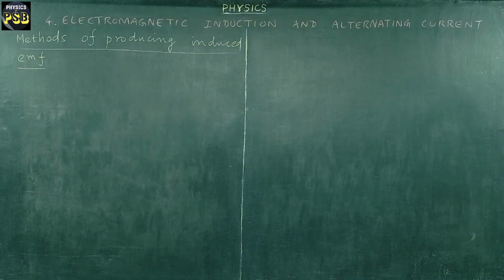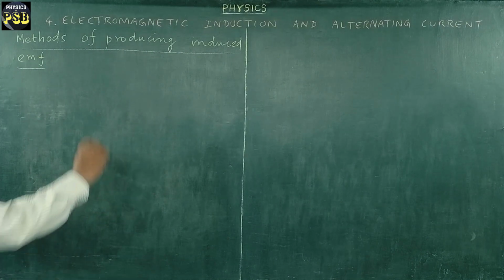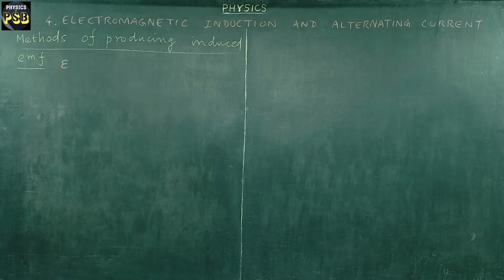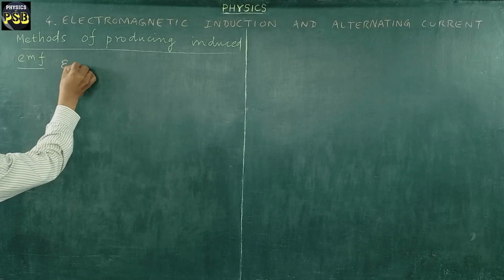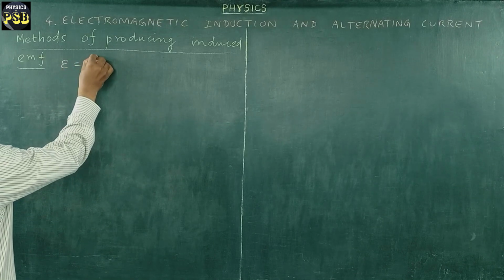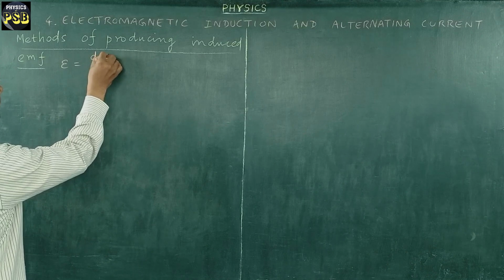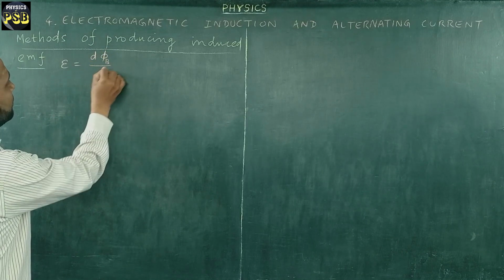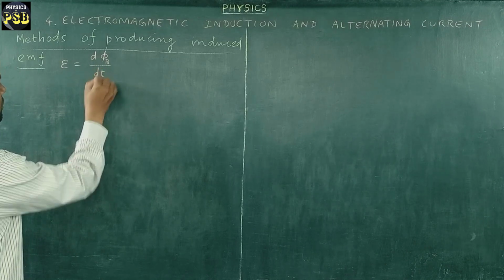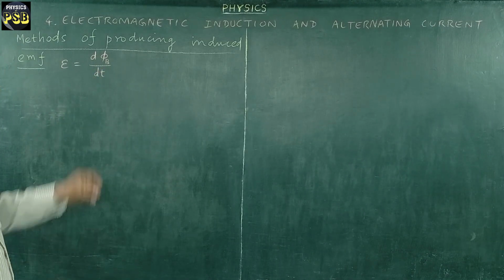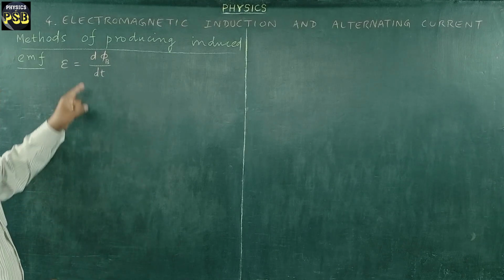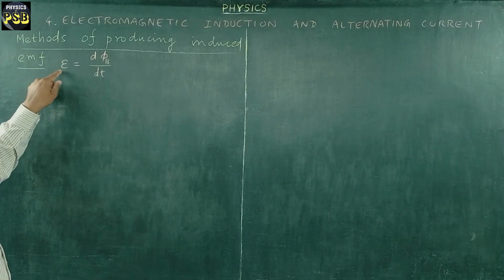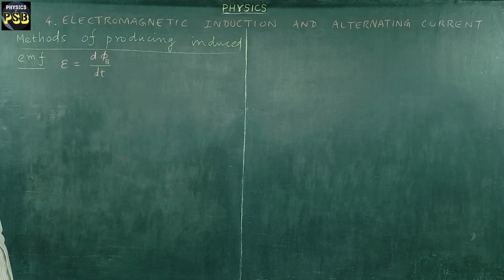According to Faraday's second law of electromagnetic induction, the EMF induced in a circuit or coil is found to be equal to the rate of change of magnetic flux. Here d phi b is the change in magnetic flux. When it is divided by time dt, we get the rate of change of magnetic flux linked with the coil, and it gives us the induced EMF represented by the letter epsilon.